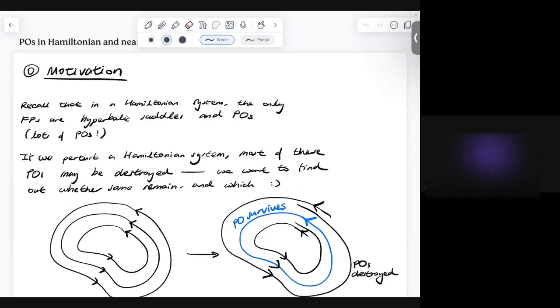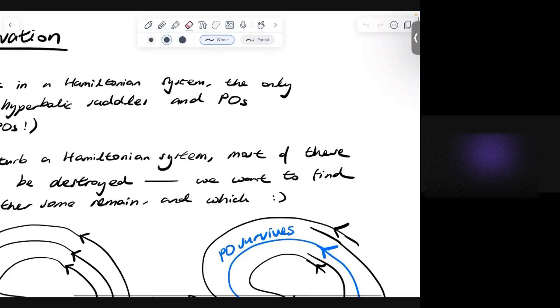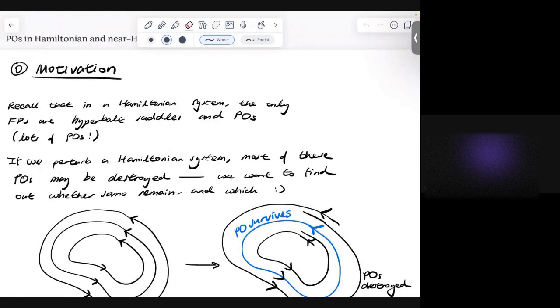You might recall that in a Hamiltonian system, where the physical interpretation is that energy is conserved, the only fixed points would be hyperbolic saddles and periodic orbits. In fact, you would have lots of periodic orbits, because if you have some fixed point with one periodic orbit around it, then if you go slightly away from that, energy is still being conserved, so you're just going to follow a contour of slightly lower or slightly higher energy.